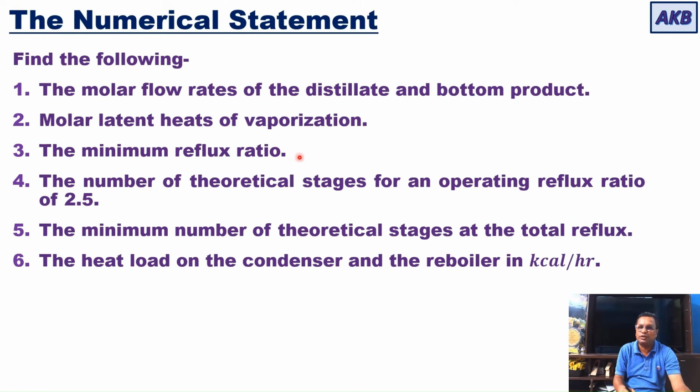Then we are supposed to find out the minimum reflux ratio, then the number of theoretical stages when the operating reflux ratio is 2.5. Then we also are supposed to find the minimum number of theoretical stages at the total reflux. And finally, we also have to find the heat load on the condenser and the reboiler. That is, we are supposed to find out condenser and reboiler duties that we are supposed to report in kilocalories per hour. So these are the quantities that are to be calculated.